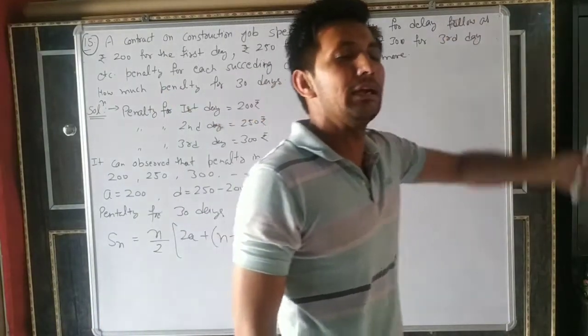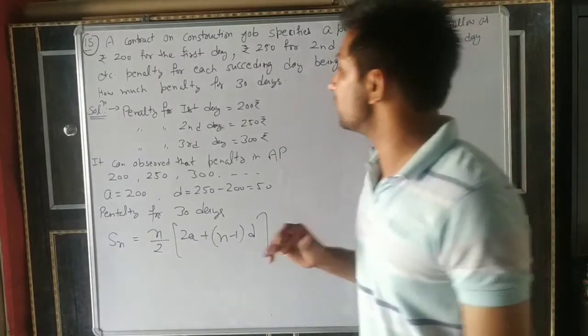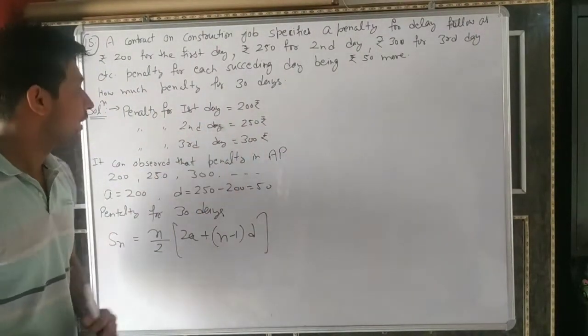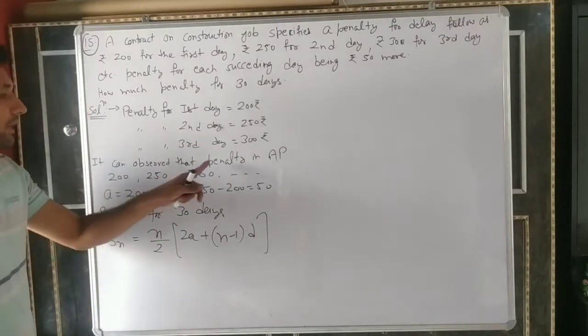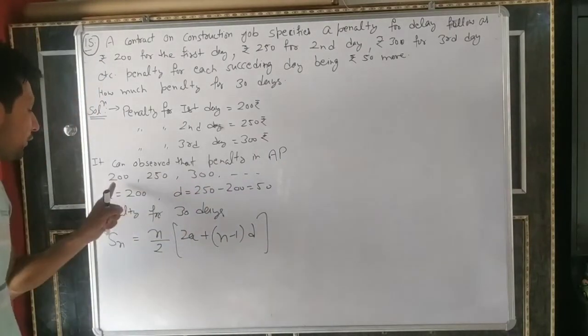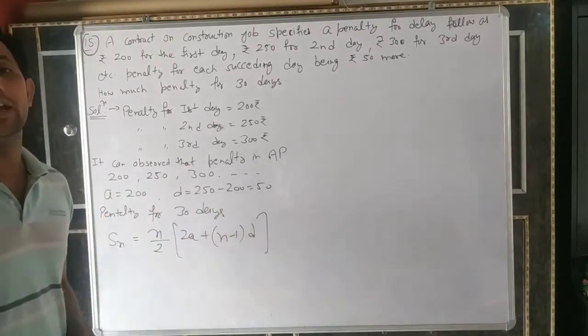Every day the penalty is increasing by 50 rupees. So first day 200, second day 250, third day 300. So we have observed that it is in an AP. It can be observed that the penalty is in AP: 200, 250, 300. First term A is 200, D is 250 minus 200, which is 50.